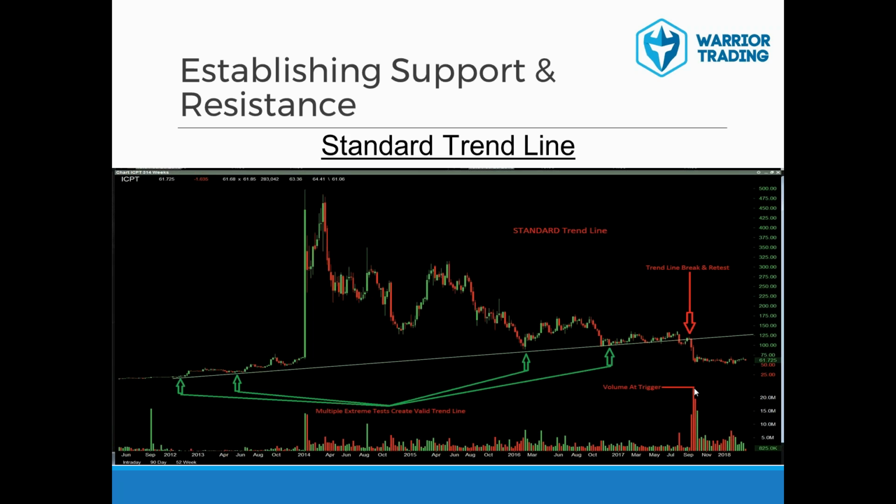Look at the volume at the trigger. Trigger is the break of the trend line. The volume that comes in as you break, that is confirmation. If you have volume at the trigger, then you better be on high alert for a trade, because this is what makes the big trades happen. All right, so very well defined ascending support line here, break at the trend line, volume at the trigger, and you can look to take that position. All right, so just an example of a standard trend line here.